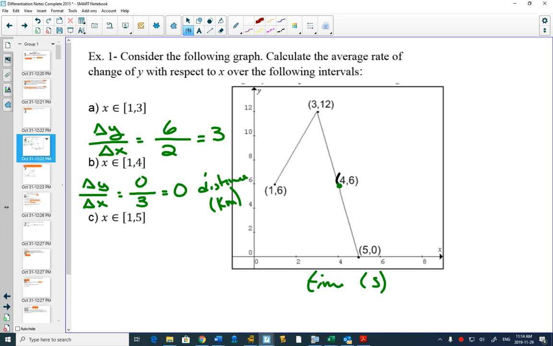And if we went from 1 to 5, well, now your change in x is 4 seconds, and your change in y, you've gone from 6 down to 0, gives us -3 over 2, -1.5. Well, the negative in this situation is probably giving you some direction, right? 3 kilometers forward would be positive, 3 kilometers backwards would be negative. So the negative here is giving us some sort of sense of direction.